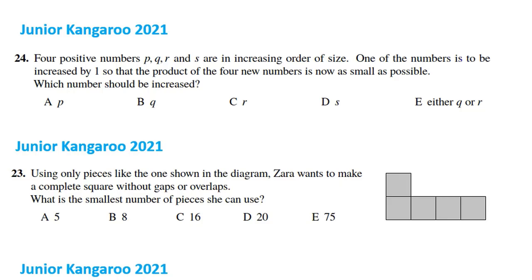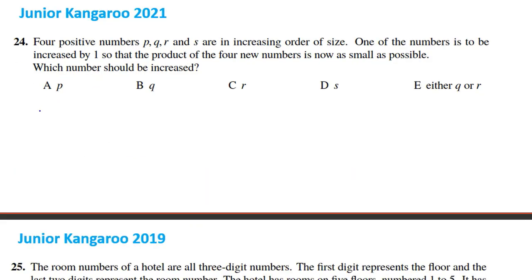One of the numbers is to be increased by 1 so that the product of the 4 new numbers is now as small as possible. Which number should be increased? So here, if we consider they are in increasing order, so P is less than Q, less than R, less than S.